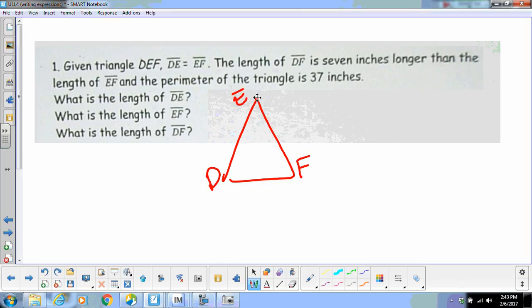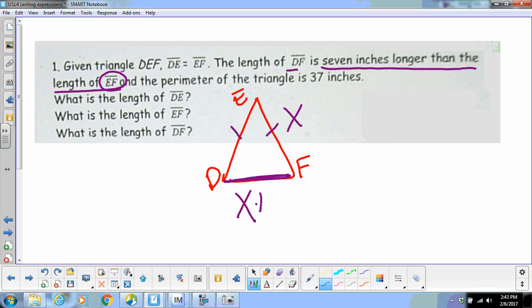All right, it says DE is equal to EF, so that means that DE and EF are our congruent sides. And then it proceeds to tell us that DF, so that's this side down here, is 7 inches longer than the length of EF. So we're going to make EF X, and then DF would be X plus 7. Now, since DE and EF are congruent, that would make DE also X. So now we're just going to set this up by adding up all of our X's, setting it equal to our perimeter, and solving. So I'm going to move my 7.